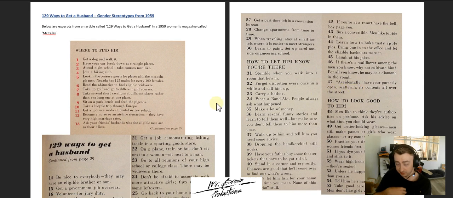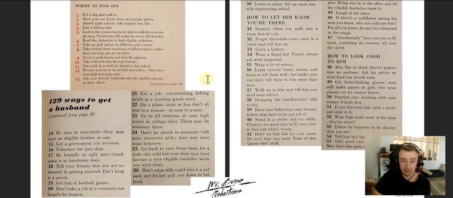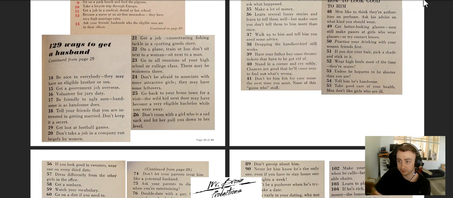So we're going to do a content analysis of an article that was written in a 1959 women's magazine called McCall's. The magazine article was "129 Ways to Get a Husband." So if this is something you think about a lot of the time, how do you get a husband? This is a great article that has some interesting ideas in it, such as number 24, don't be afraid to associate with more attractive girls. They may have some leftovers.